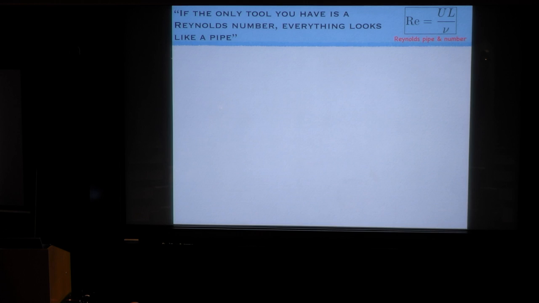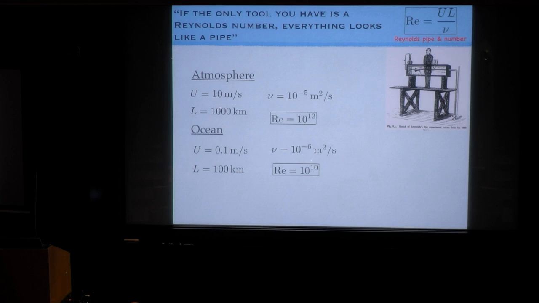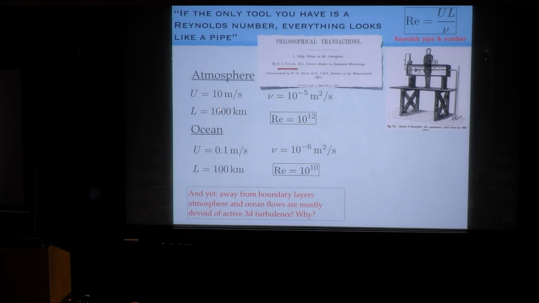No one can resist showing Osborne Reynolds, forever setting the standards of dress code in British fluid labs. And of course, we've heard a lot about the theory of the transition there and the amazing progress that has been made. But basically, if all you do is look at the Reynolds number and you compute it for the atmosphere and the ocean, they're gargantuan, right? So there was no doubt at the beginning of the last century that the ocean and the atmosphere were in turbulent motion. And here, G.I. Taylor, in one of his early papers on turbulence, was actually working in meteorology at the time, and he was clearly thinking, this was the beginning of World War I time, about these things as turbulent fluids, right? And yet, what actually turns out to be the case, away from boundary layers, is that the atmosphere and ocean flows are actually devoid of active 3D turbulence. You will not find it.